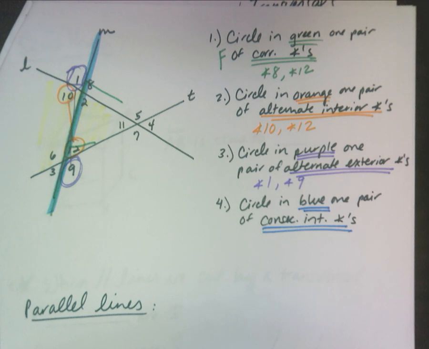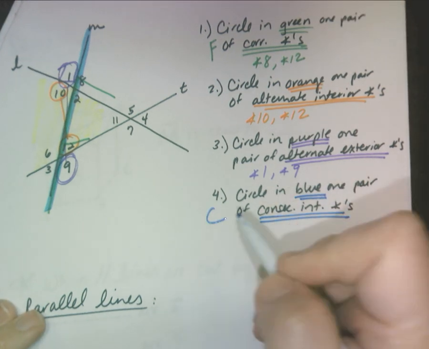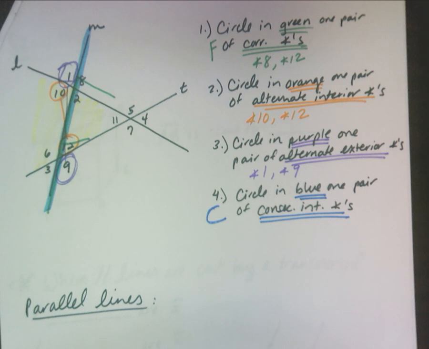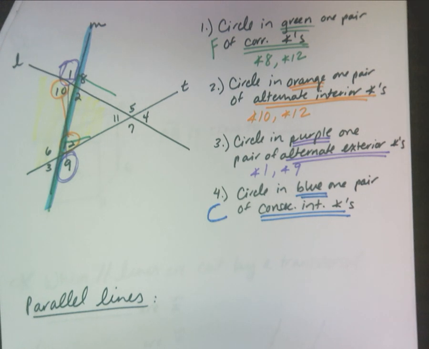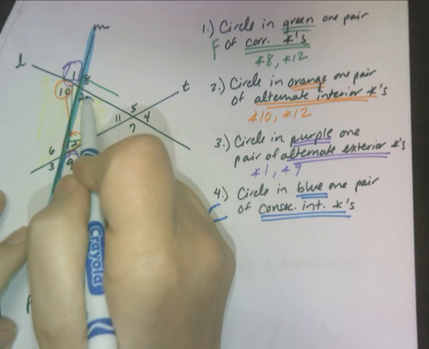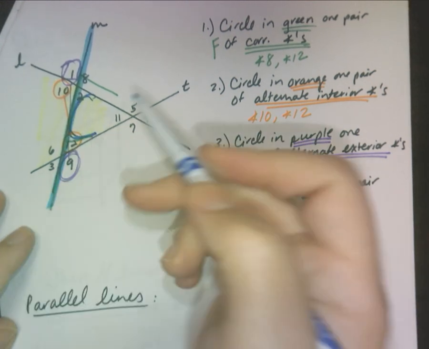And then circle in blue one pair of consecutive, that's the C shape, sideways C like that usually. Consecutive interior, 2 and 12.